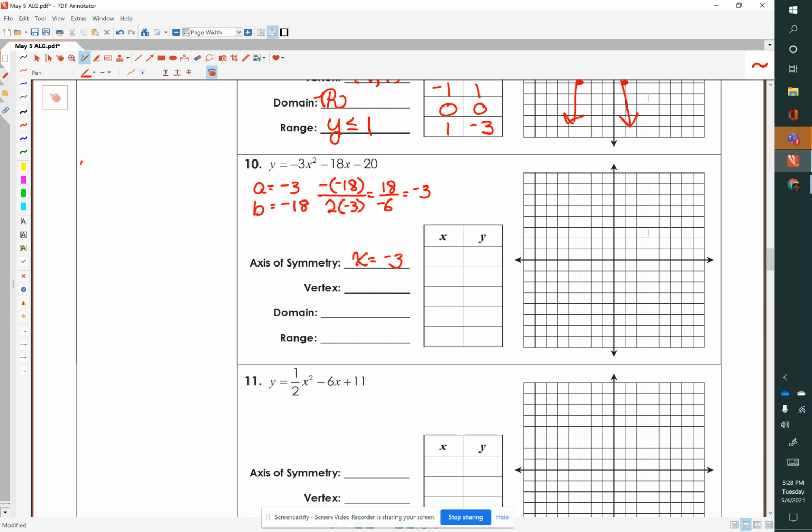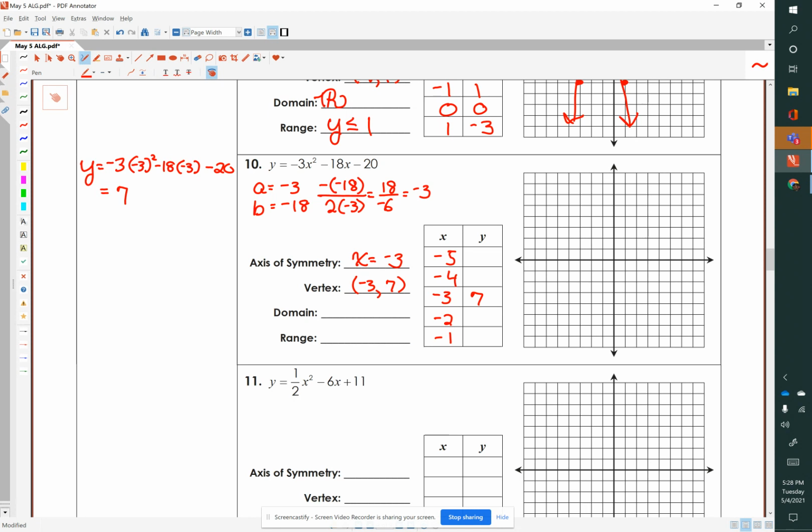To evaluate the vertex, I will find the value of this function at negative 3. So negative 3 squared minus 18 times negative 3 minus 20. And when I evaluate all of that, my function is worth 7. So when x is negative 3, my y value is 7, and I'll put that right into my table of values immediately. So let's also evaluate at negative 4, negative 5, negative 2, and negative 1.